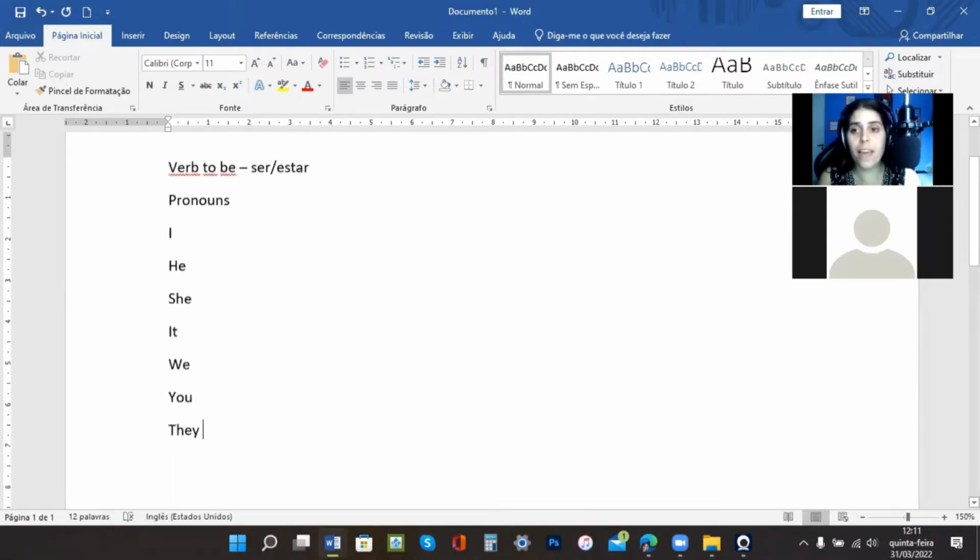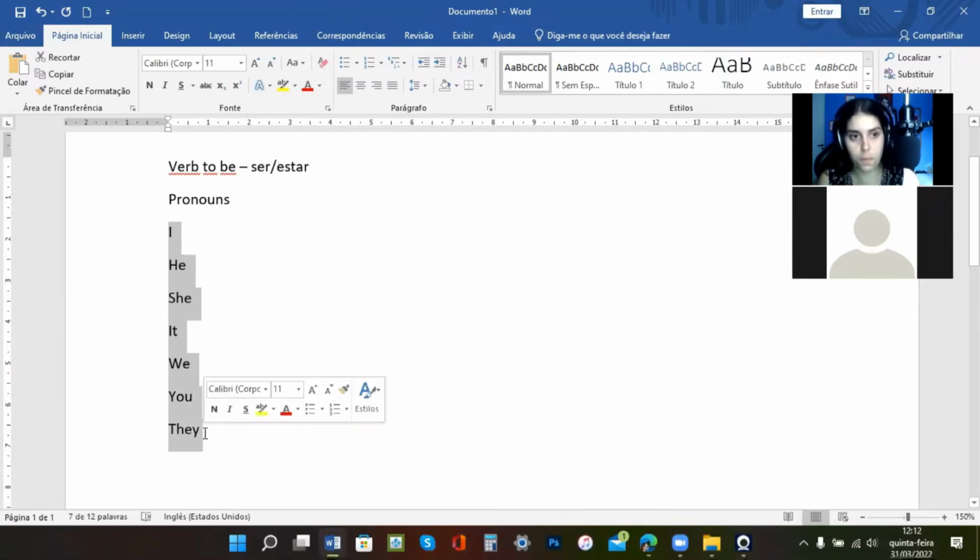Exactly. Here we have the basic pronouns. Aqui nós temos os pronomes básicos. Então, I é eu, he, ele, she, ela, it, ele ou ela. Só que quando eu uso o it, o ele ou ela é um objeto ou um animal, não é usado para pessoas. O we é nós. You é você ou vocês. E they, eles ou elas. Basicamente é isso, right?